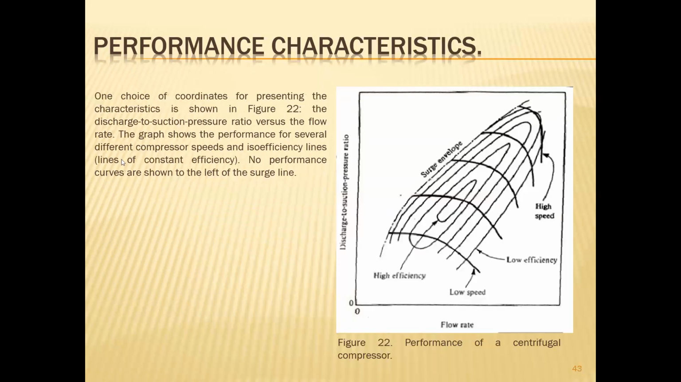Next, performance characteristics. One choice of coordinates for presenting the characteristic is shown in figure 2. This is the characteristic curve: discharge to suction pressure ratio versus flow rate. This is the performance of a centrifugal compressor that you can find in brochures.